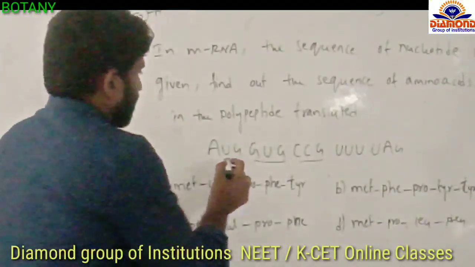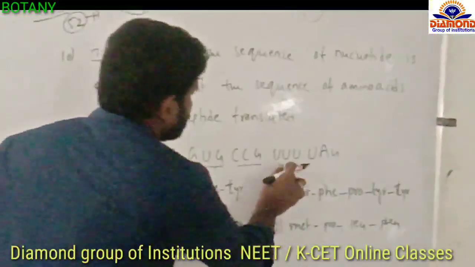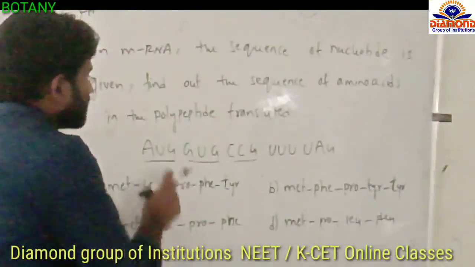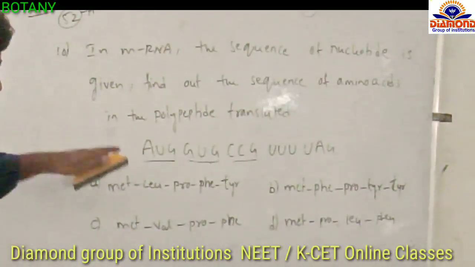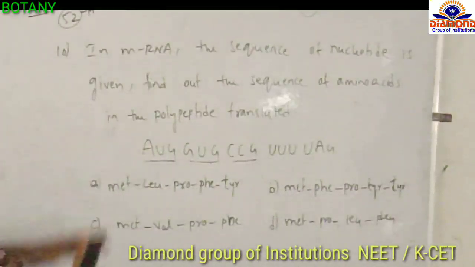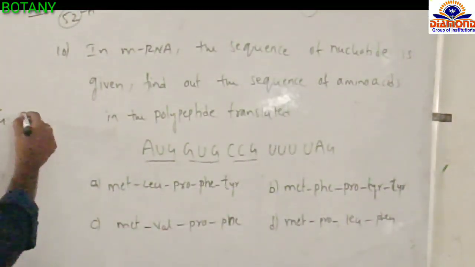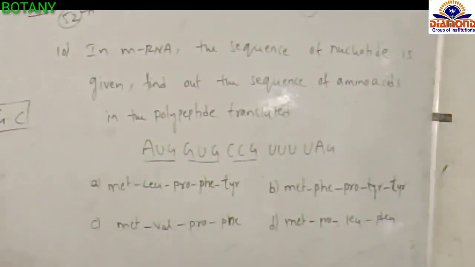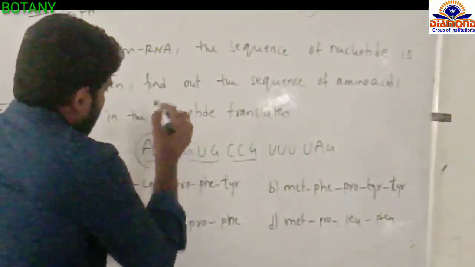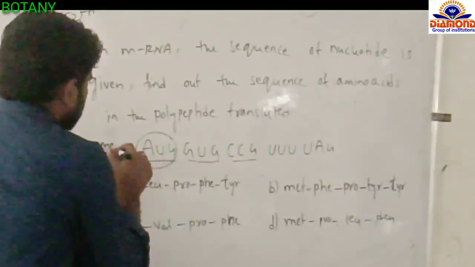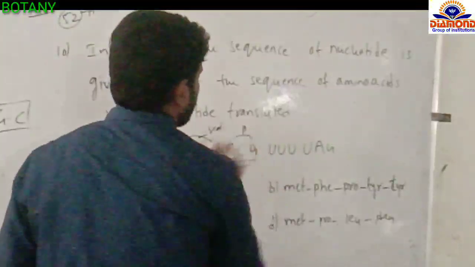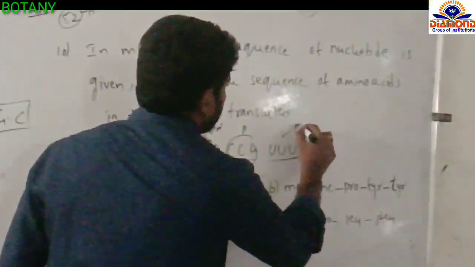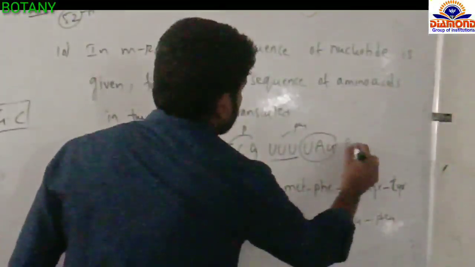Here we have AUG, GUG, CCG, UUU and UAG. These are codons, and these codons encode particular amino acids. To know which codons encode which amino acids, you need to know the genetic code. Based on the genetic code, AUG is called the initiation codon. It encodes the amino acid methionine. GUG encodes the amino acid valine. CCG encodes the amino acid proline. UUU encodes the amino acid phenylalanine, and UAG is a stopping codon.